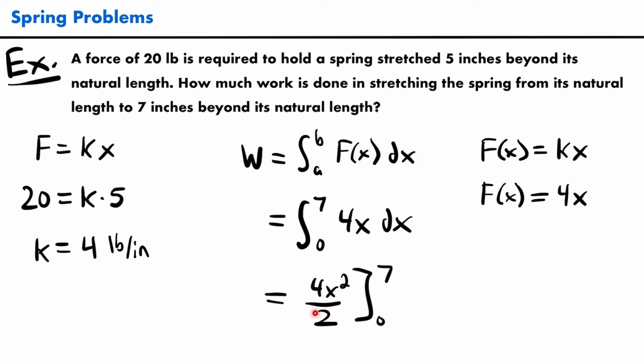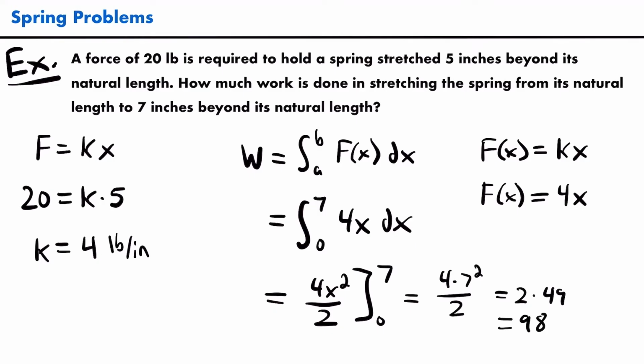And now we can evaluate this expression at 7 and subtract the evaluation at 0. So we will have that this is equal to 4 times 7 squared divided by 2 minus 0, right? Because 0 plugged into this expression is just going to give us 0. 0 squared is 0 times 4 is 0 divided by 2 is still 0. So we don't really even need to write that. We just have 4 times 7 squared divided by 2. And 4 divided by 2 is 2. So this is equal to 2 times 7 squared, which is 49, which is equal to 98.